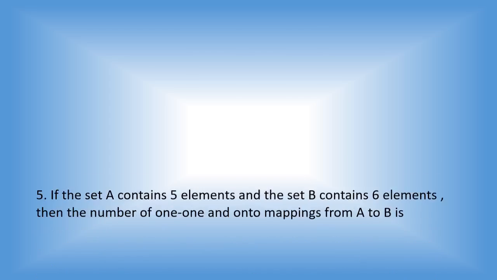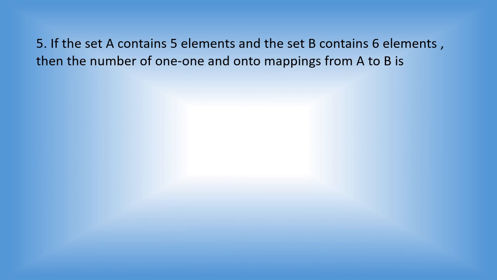The next question is, if the set A contains 5 elements and the set B contains 6 elements, then the number of 1-1 and onto mappings from A to B is. We have to check these 4 options. We have two methods. One is a time saving result, using that we can easily find out the answer. And one more is with the explanation here.